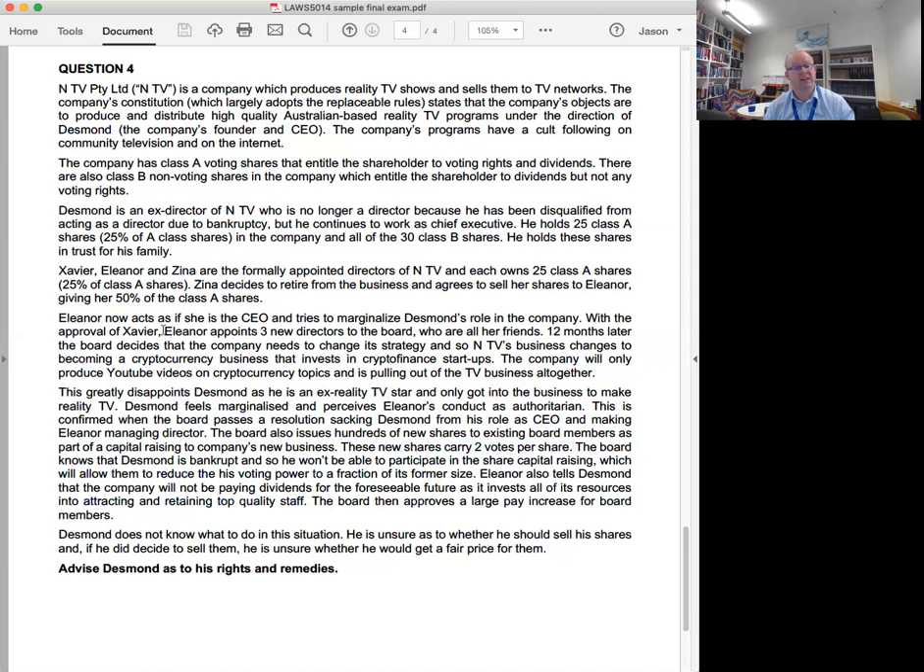You might also say, look, is this actually a just and equitable winding up? Because it's really a failure of substratum. It goes from being a TV company to being a crypto finance company. Should we just divide the assets?